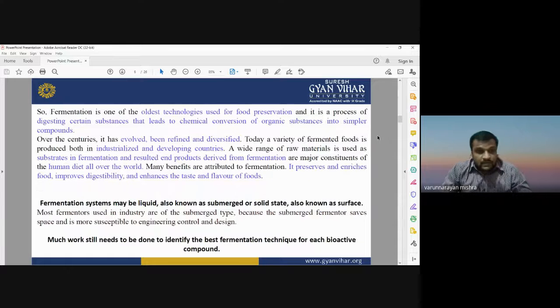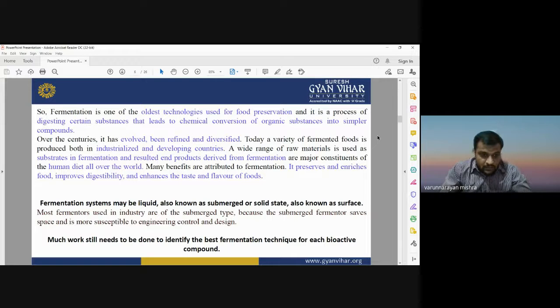Fermentation is one of the oldest technologies used for food preservation. It is a process of digesting certain substances that leads to the chemical conversion of organic substances into simpler compounds. Over the centuries, it has evolved, been refined and diversified. Today, a variety of fermented products is available in the market. A wide range of raw materials is used as substrates in fermentation, and the resulting products derived from fermentation are major constituents of the human diet all over the world.